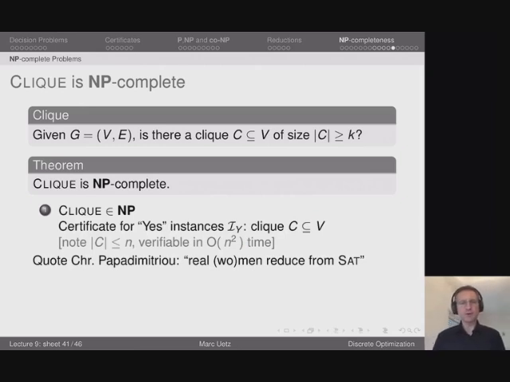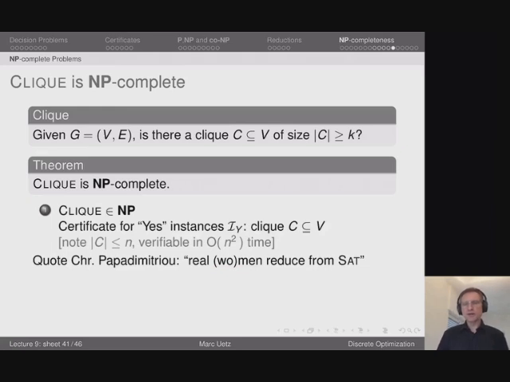And here I use a quote by Christos Papadimitriou, also a very famous researcher who has written several books on computational complexity and algorithms. He once said in a lecture that I witnessed, well, real men reduce from satisfiability. And I think I should also say real women reduce from satisfiability.